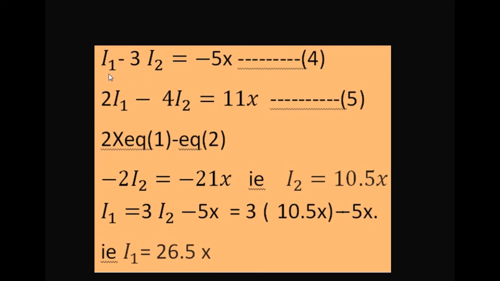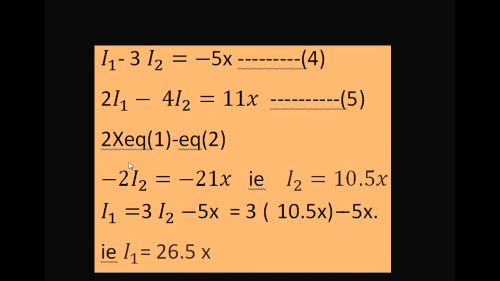If you replace I3 with X, you will get the equation I1 minus 3I2 is equal to minus 5X. That is equation number 4. Then 2I1 minus 4I2 is equal to 11X. That is equation number 5. So equation number 1 is itself, and this is equation number 2. Only thing, we replaced I3 with x.